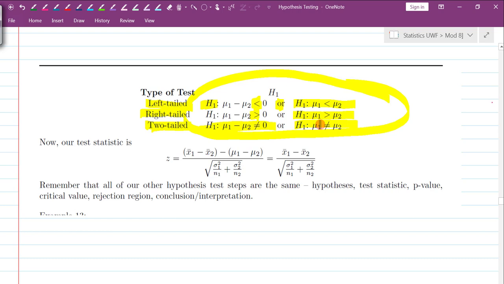Now we have a new test statistic, and because we have our population standard deviation known, we're going to be doing a z-test. We're going to look at the difference between our sample means, subtract the difference between our population means as expected, and then divide by the square root of sigma 1 squared, which is also known as the variance for population 1, divided by the sample size for population 1, plus sigma 2 squared, again the variance of the second population, divided by the sample size for the second population, all of that underneath the radical.